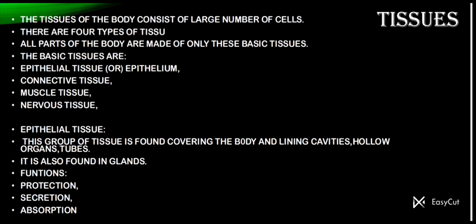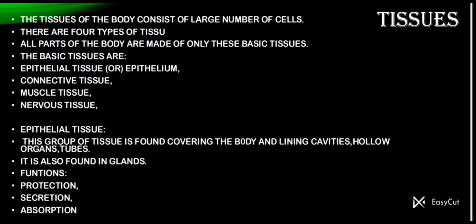We have 4 types of tissue. How many types of tissues are there? 4 types. All parts of the body are made up of only these basic tissues. What are the 4 types of tissues? They are epithelial tissue or epithelium, connective tissue, muscle tissue, and nervous tissue.